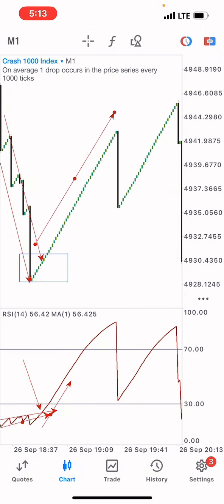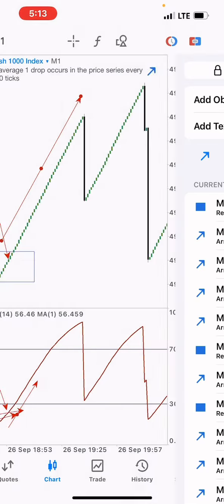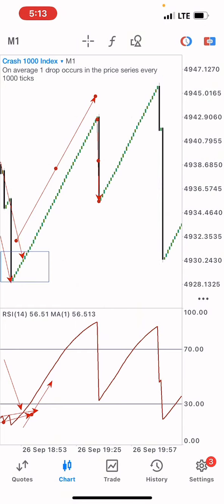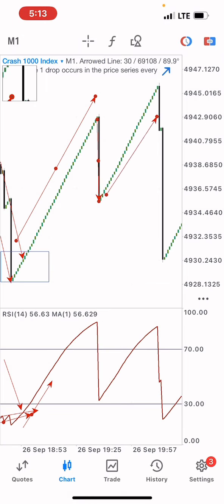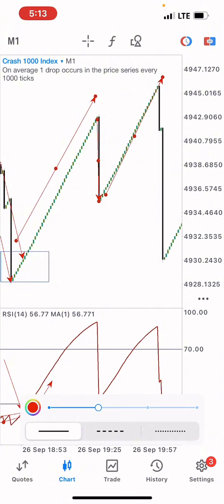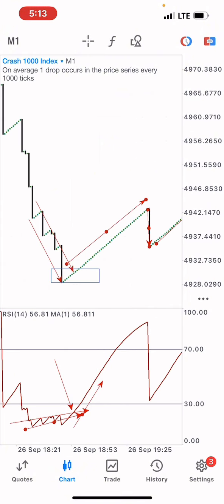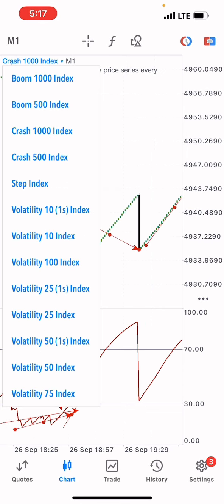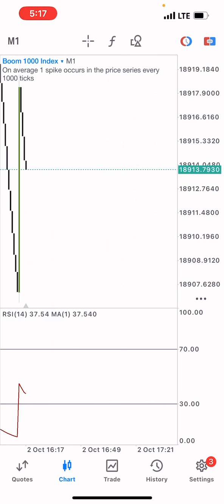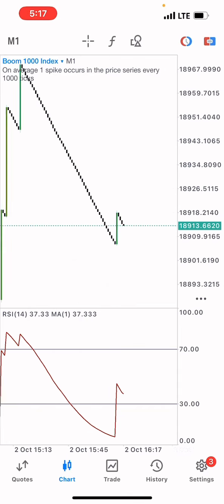Even the spike wasn't strong enough to pull price too far, and there was still enough room to take out a lot of profits from the market. So that's how divergence trading works. That's how simple it is. Let's look for an example on the Boom 1000 index market. I'll show you how it works for the Boom 1000 index market.